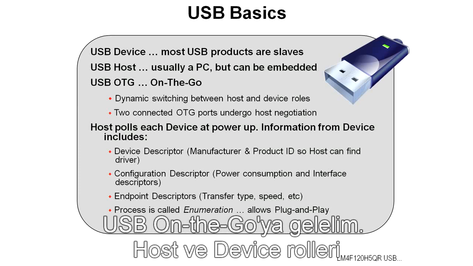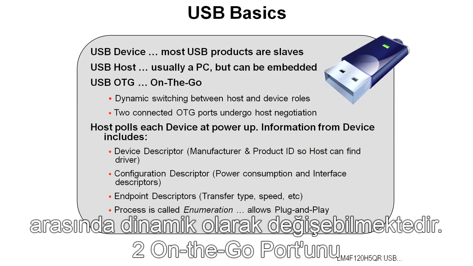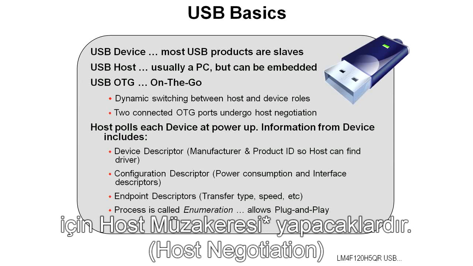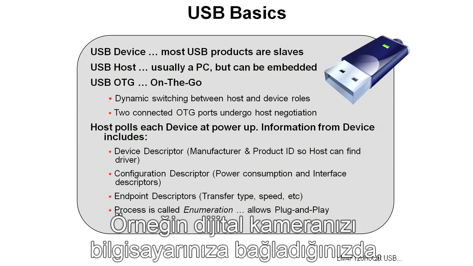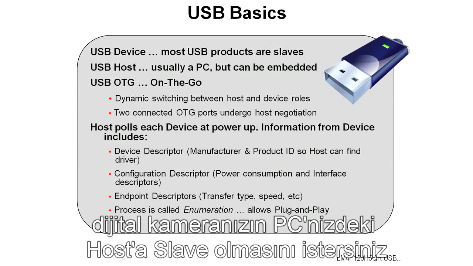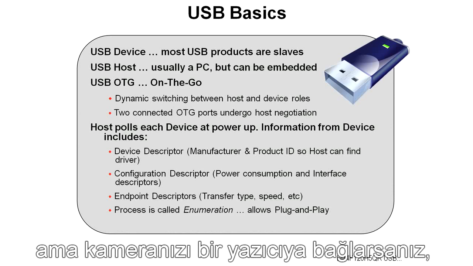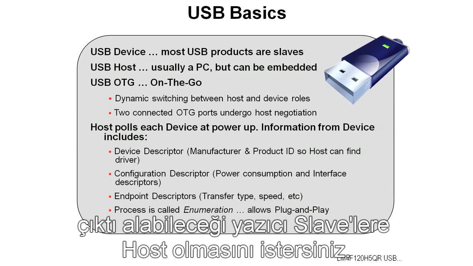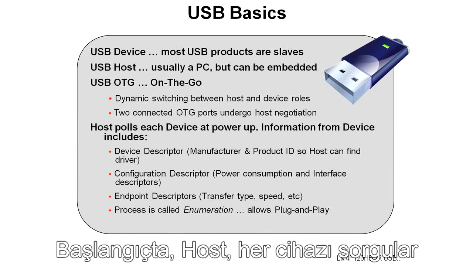USB on-the-go is dynamic switching between the host and device roles. You can connect 2 on-the-go ports together and they'll undergo a host negotiation to figure out who's going to be in control. For instance, if you hooked your computer to your digital camera, you'd certainly want your digital camera to be a slave to your PC's host. But if you take the digital camera and connect it to a printer, you would want the camera to be a host to the printer's slave so that you could print to it.